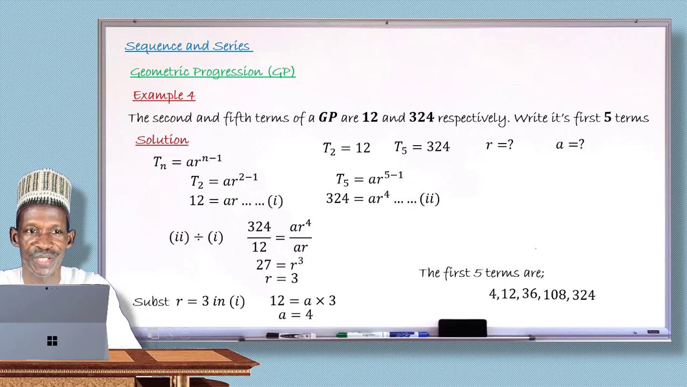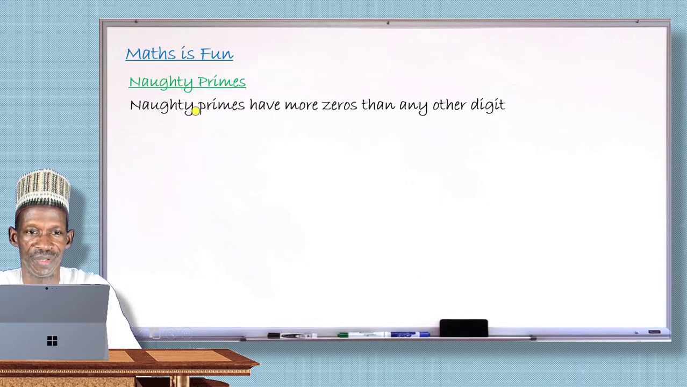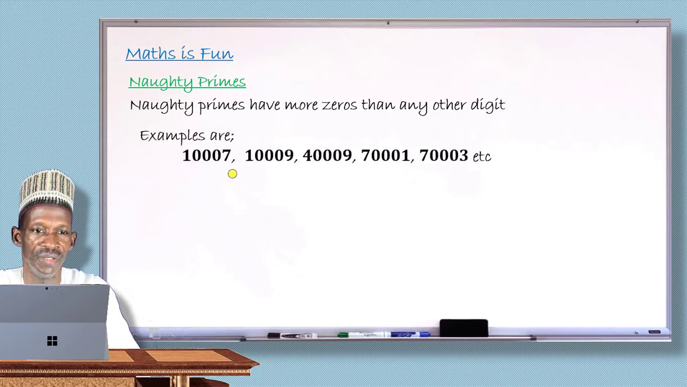Maths is fun, and I explain what group of prime numbers are called naughty primes. It says naughty primes have more zeros than any other digit in the number. So those prime numbers that contain more zeros compared to other digits in the number are called naughty primes. An example of a naughty prime is 10,007. This is a prime number, and you can see it's zeros that are dominating the other digits.